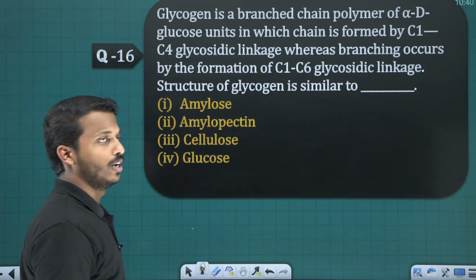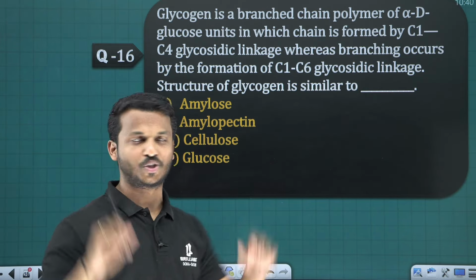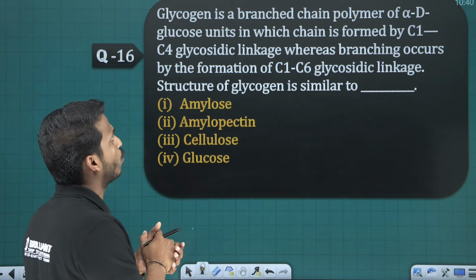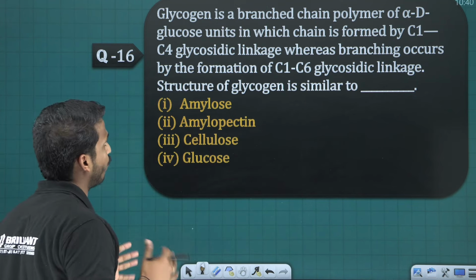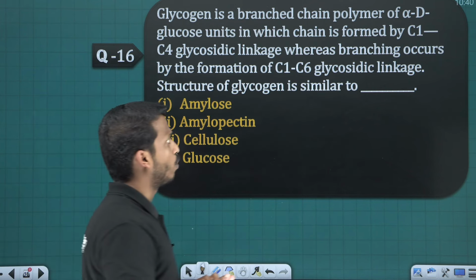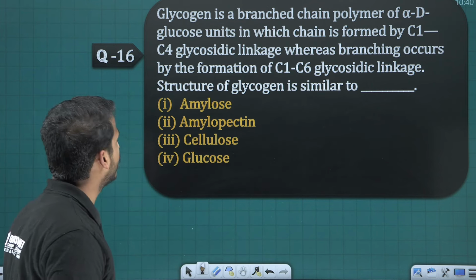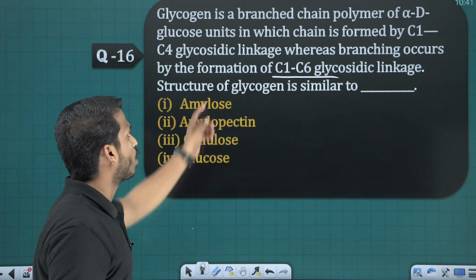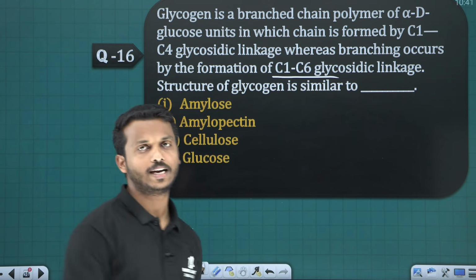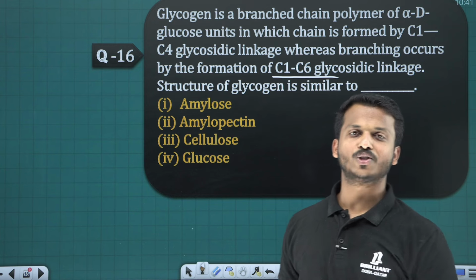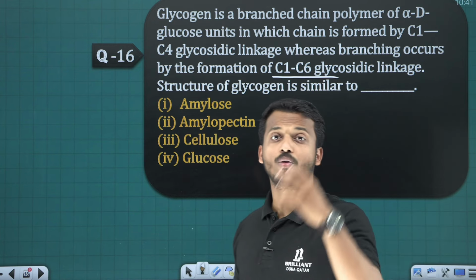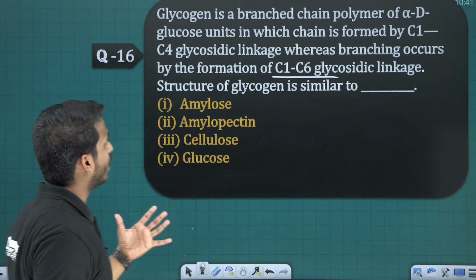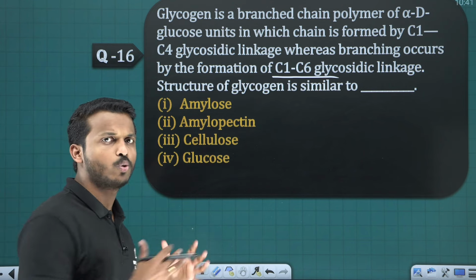Now glycogen, what is glycogen? Animal starch. Glycogen is a branched chain polymer of alpha D glucose units in which a chain is formed by C1 and C4 glycosidic linkage, whereas branching occurs by the C1 C6 glycosidic linkage. Glycogen is called animal starch, which is found in our brain, liver and muscles, right? You may study. So similar to glycogen, which compound?